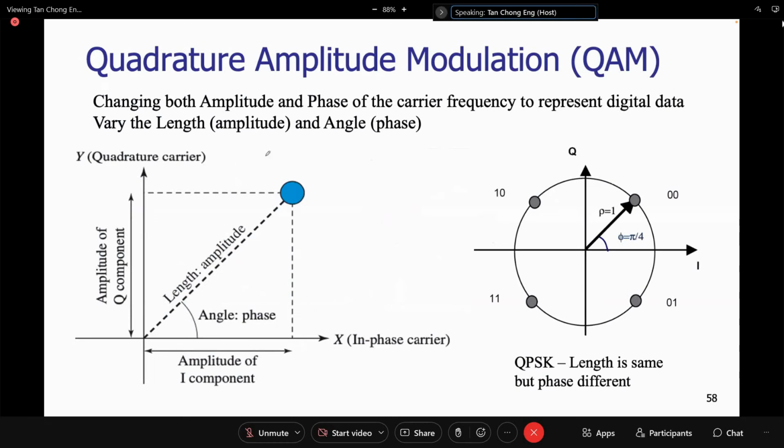Because if you look at the diagram over here, this is the value that you are carrying, the 4 values. You have 0, 0, you have 0, 1, you have 1, 0, and you have 1, 1. See, 4 values. They are using what? They are using the amplitude. Let me change the color again.